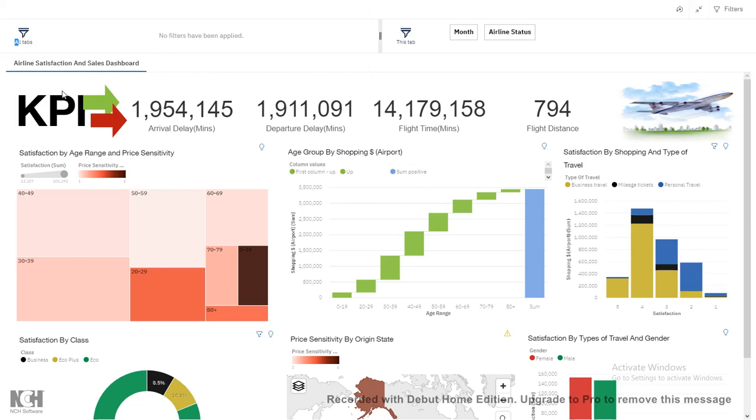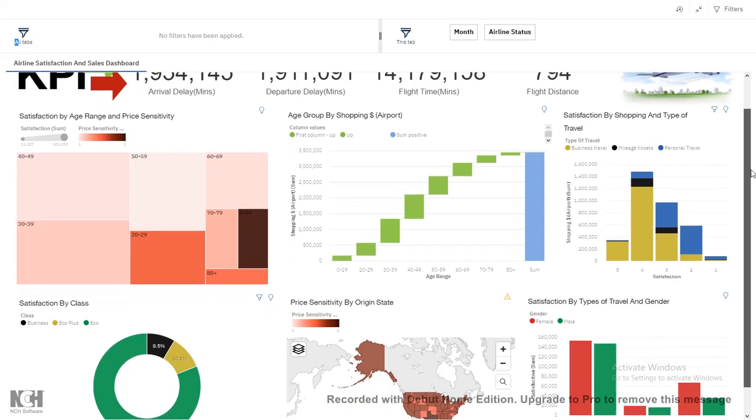Now I'll be starting with the KPIs. I have a KPI of arrival delay, the departure delay, the flight time and the flight distance, and we will be looking at this tree map representing satisfaction by age range and price sensitivity. The size is representing satisfaction and the color is representing the price sensitivity.